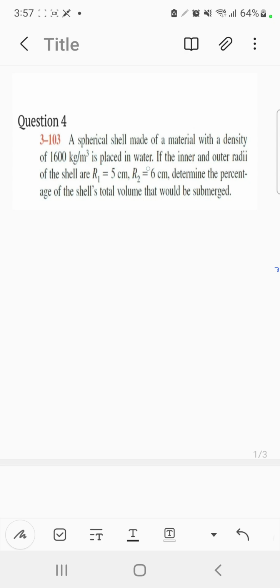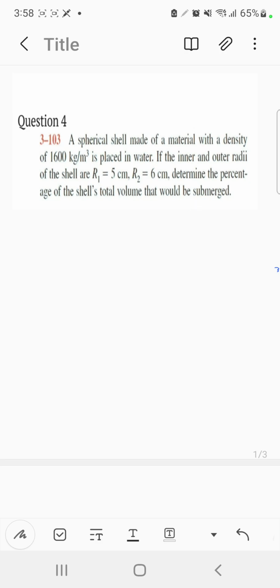A spherical shell made of a material with a density of 1600 kilogram per cubic meter is placed in water. If the inner and outer radii of the shell are R1 equal 5 centimeter, R2 equal 6 centimeter, determine the percentage of the shell's total volume that would be submerged.